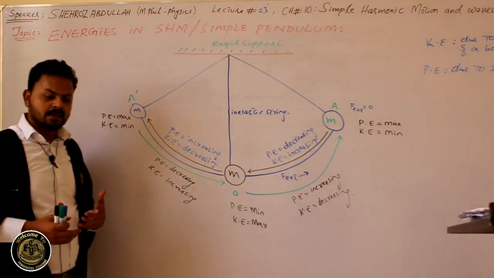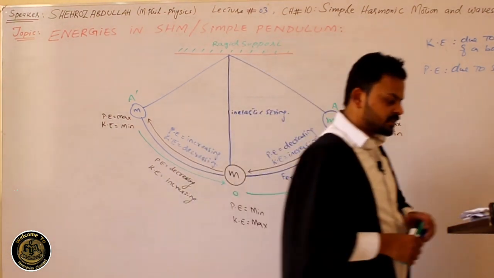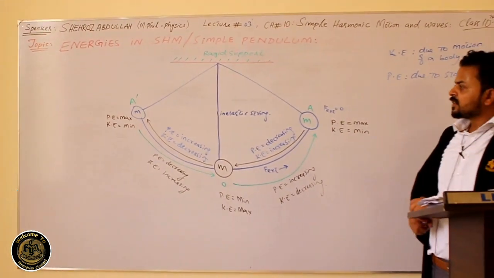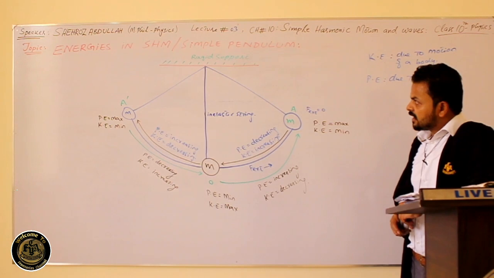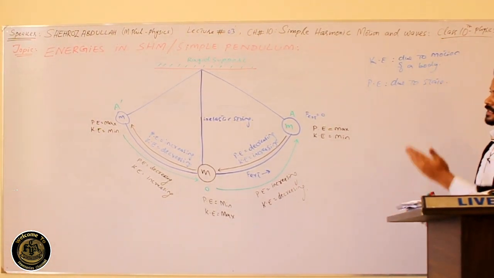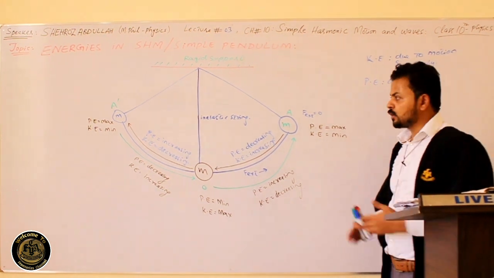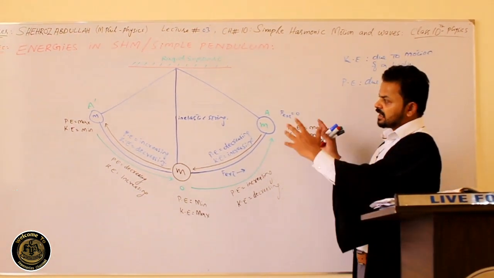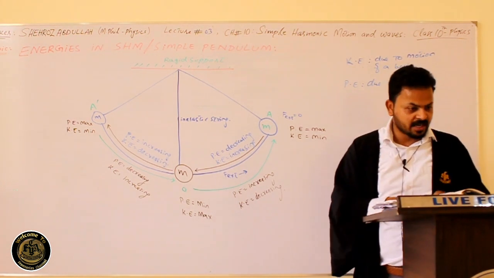So this was all the increase or decrease in kinetic energy and potential energy in a simple pendulum, and this is a very detailed schematic diagram. If a question comes in the exam that asks you to discuss energies in simple harmonic motion or simple pendulum, you can draw this diagram. This diagram in itself gives you a complete sense.